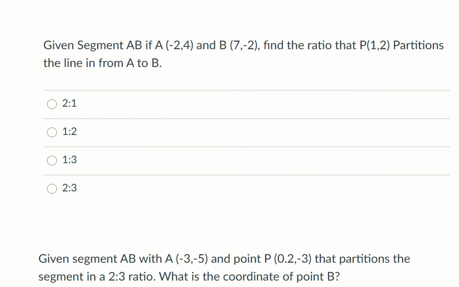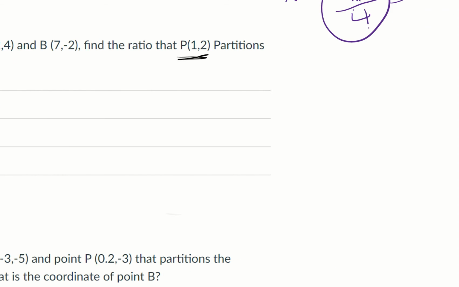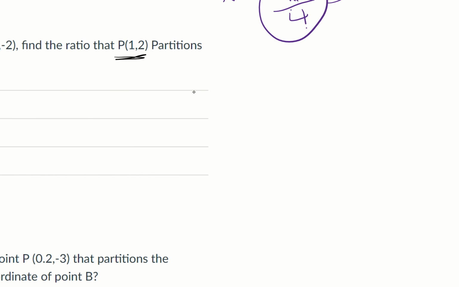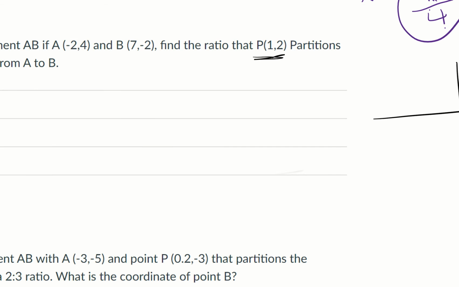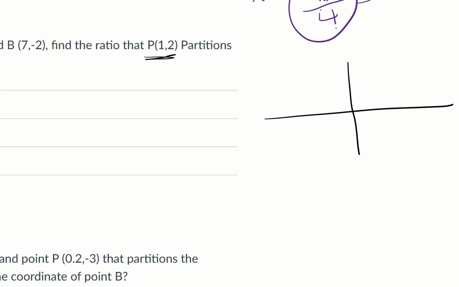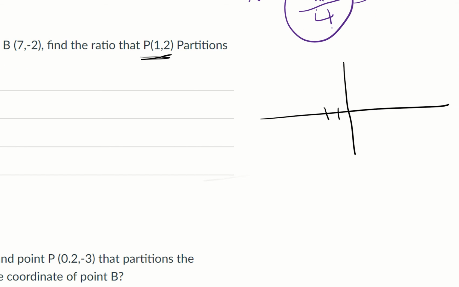All right, so given segment AB, if A is -2, 4, and B is 7, -2, find the ratio that partitions the line from A to B, and then they give you the coordinate for P. So let's draw it out. Like I said, it's useful to visualize what's going on, and it doesn't have to be a very fancy diagram, just to figure out where things are.